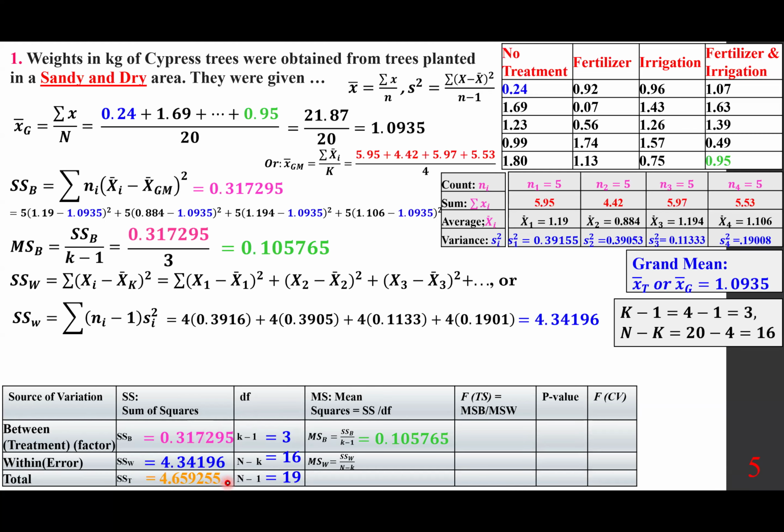4.659255, that's SS total, remember. That means if you do it for the entire set of samples, you calculate that. That would be the sum of squares. And now going back to this one, we found this one. Now we want to find this one, which means the sum that we have divided by 16 is the answer.